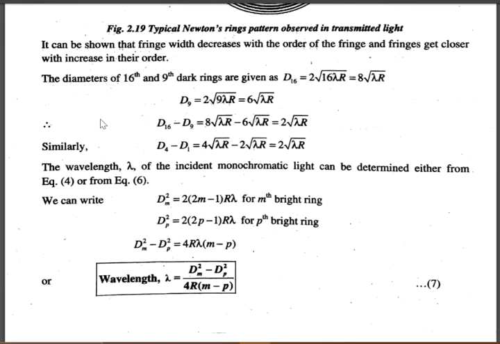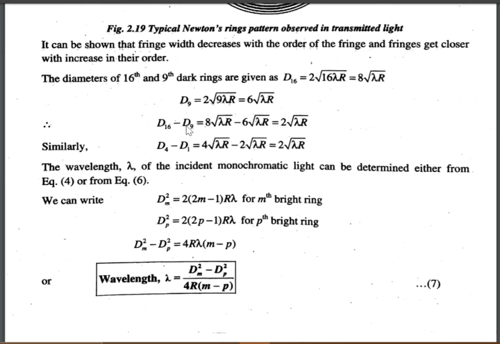Now let us calculate from the above equations the diameters of the 16th and 9th dark rings. D16 is 2 into square root of m lambda R. In place of m, you write 16. Square root of 16 is 4, 4 into 2 is 8, so 8 root lambda R is the diameter of the 16th dark fringe. Similarly, D9 is 2 into square root of 9 lambda R, which becomes 6 into square root of lambda R.